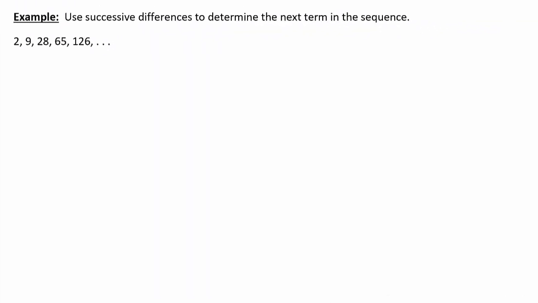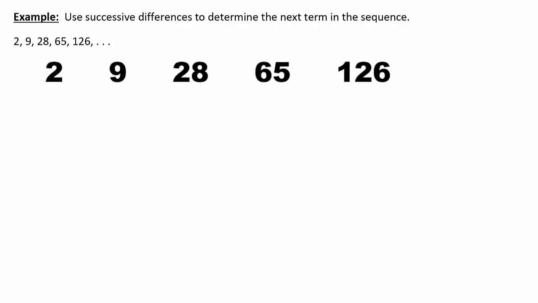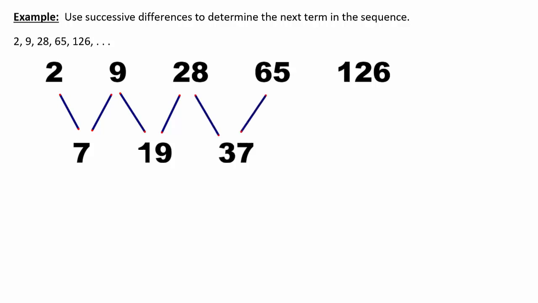Use successive differences to determine the next term in the sequence, and our sequence here is 2, 9, 28, 65, 126. So we subtract. 9 minus 2 is 7. 28 minus 9 is 19. 65 minus 28 is 37. 126 minus 65 is 61. We don't see a pattern yet. At least I don't.